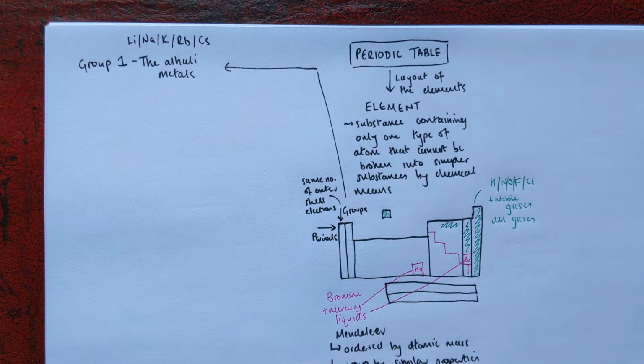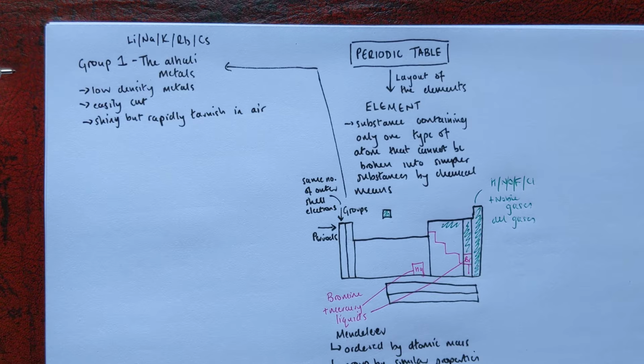In terms of some basic properties of them, we've got these. They are low density metals. They'll float on water, whereas most other metals in the periodic table will sink in water. They're easily cut. Again, most metals are quite hard, quite resistant to cutting, but the group 1 metals you can cut quite easily with a sharp knife. And then finally, they're quite shiny metals, but they'll react very quickly with air and do what's called tarnishing, where they turn dull.